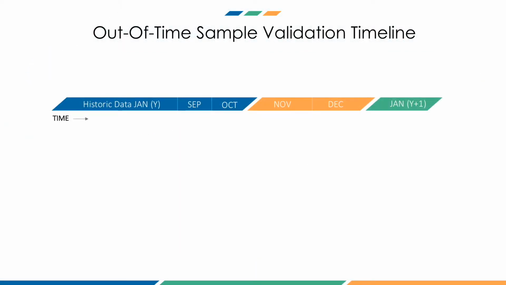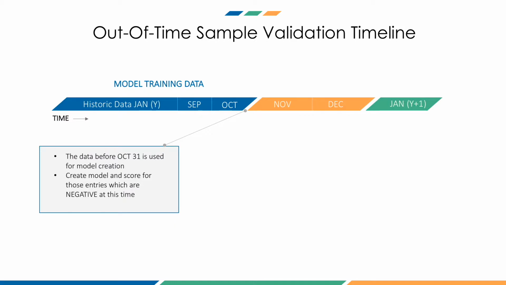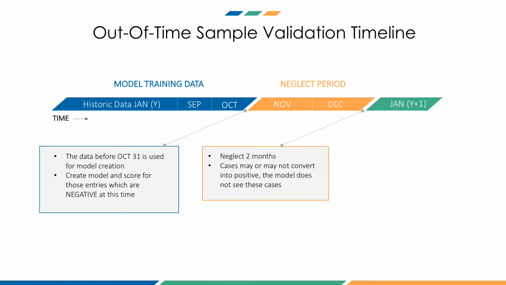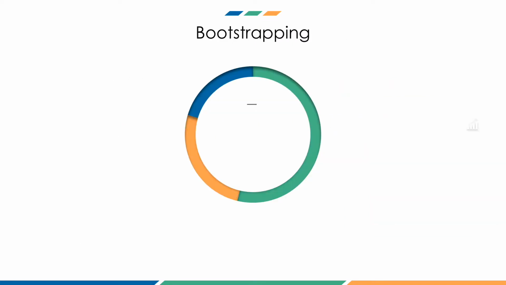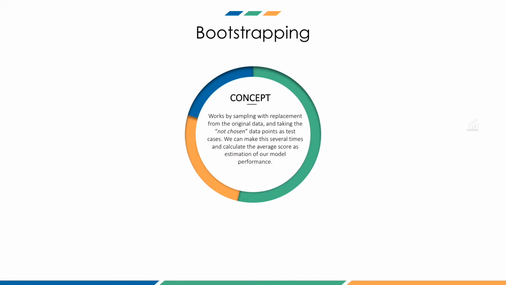Now we arrive at the out-of-time sample validation concept. We use out-of-time sample validation to see if our model is able to predict a time period not encompassed by our training data. Now we arrive at bootstrapping.